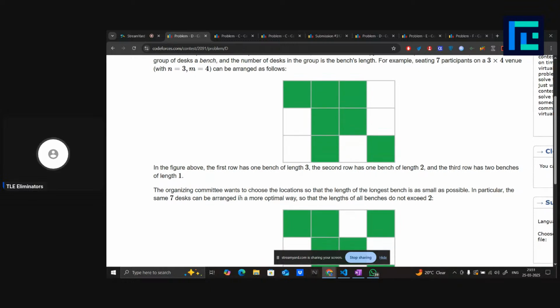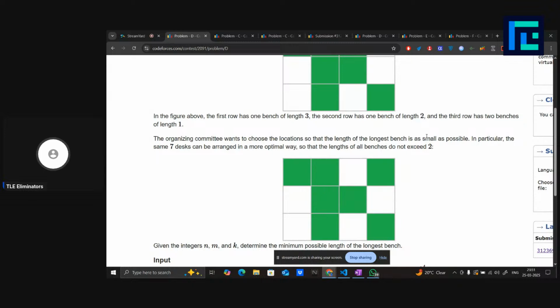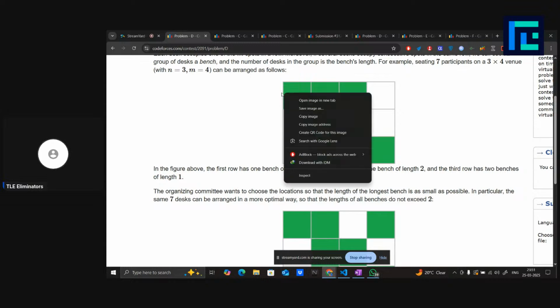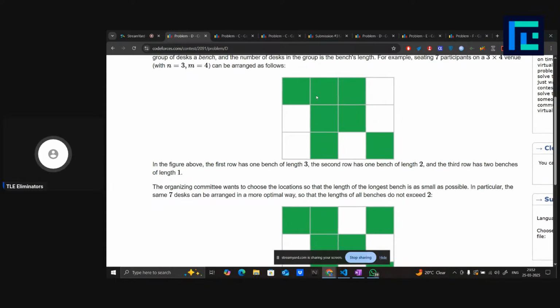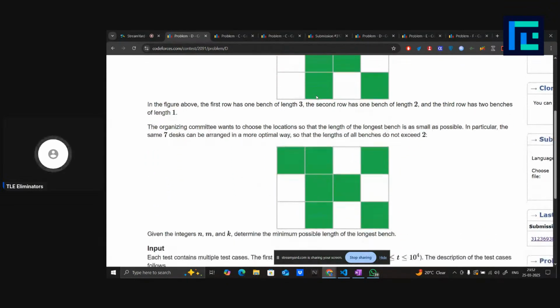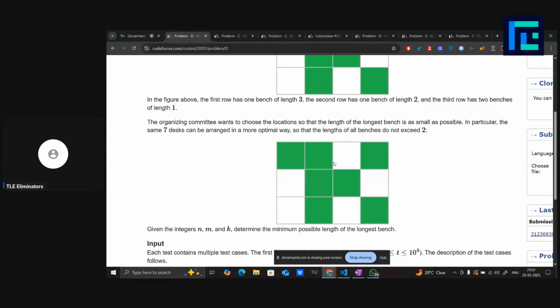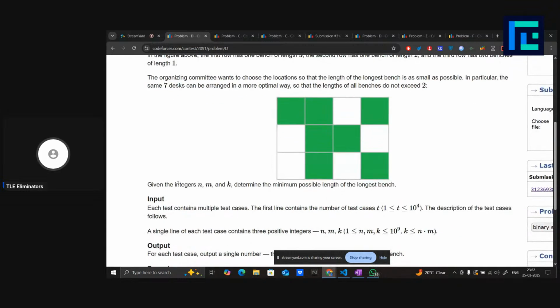The organizing committee wants to choose the locations so that the length of the longest bench is as small as possible. In particular, the same 7 desks can be arranged in a more optimal way so that the lengths of all benches do not exceed 2. Like here, they had one bench with length 3, but it is possible that none of the benches exceed length 2 in this way, right? So, given the integers n, m, and k, determine the minimum possible length of the longest bench.